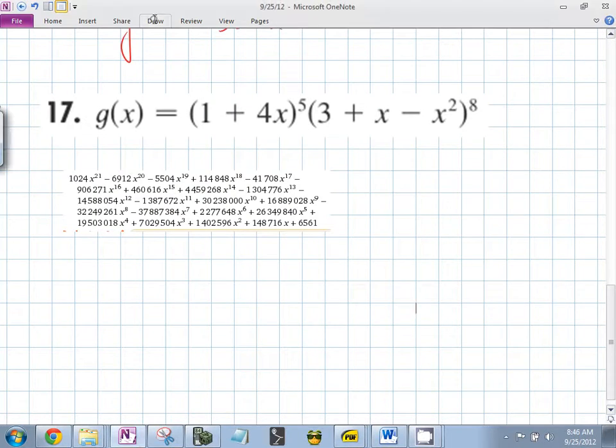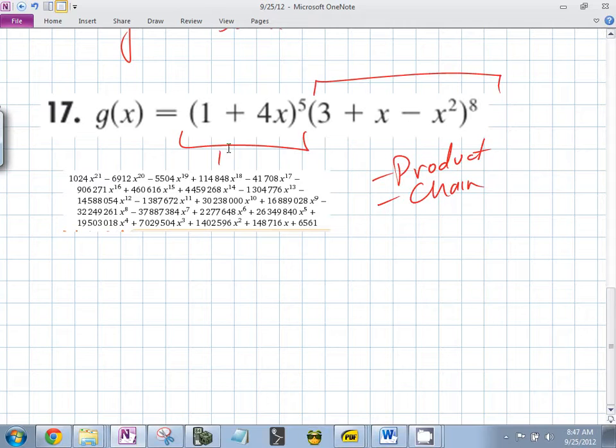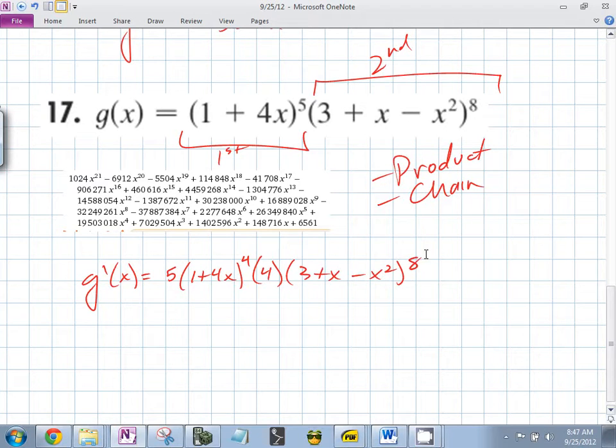Product rule. Please use the product rule. So the product rule is the overall rule you're going to use. But inside the product rule, what are you going to have to use? The chain rule. What's the first function? There, and that's the second function. So g prime is going to be the derivative of the first, which is 5 times 1 plus 4x to the 4th, times 4. The derivative of the first times the second plus the first times what?